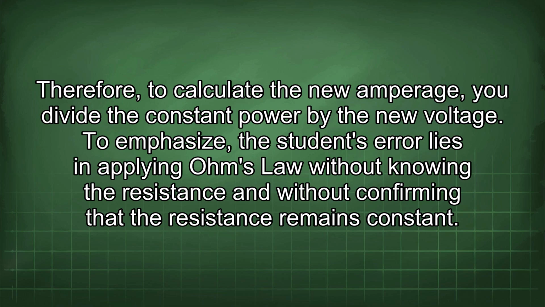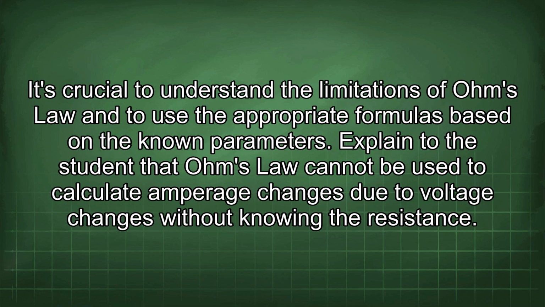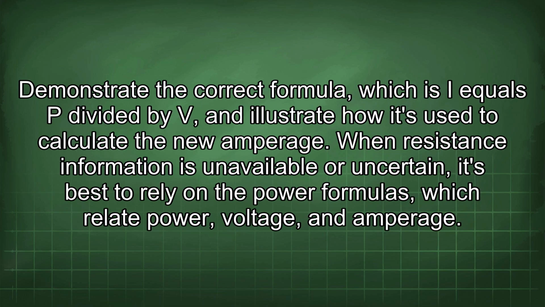To emphasize, the student's error lies in applying Ohm's law without knowing the resistance and without confirming that the resistance remains constant. It's crucial to understand the limitations of Ohm's law and to use the appropriate formulas based on the known parameters. Explain to the student that Ohm's law cannot be used to calculate amperage changes due to voltage changes without knowing the resistance. Demonstrate the correct formula, which is I equals P divided by V, and illustrate how it's used to calculate the new amperage. When resistance information is unavailable or uncertain, it's best to rely on the power formulas, which relate power, voltage, and amperage.